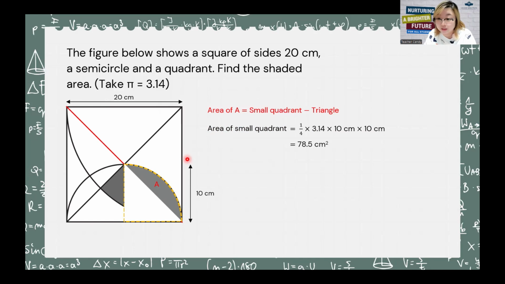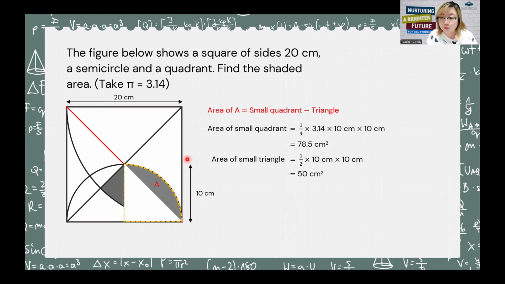Now we need to find the area of the triangle. So area of the triangle, half times base times height. Notice the base is also 10. Height will also be 10. So area of small triangle will be half times 10 times 10. Okay, so that will be 50 centimeters square.